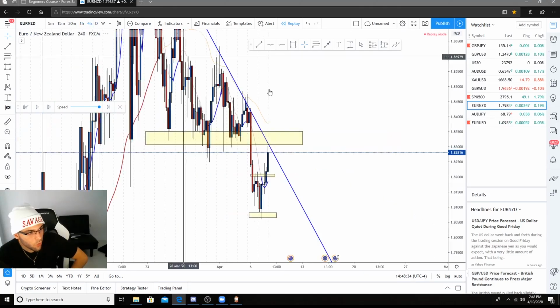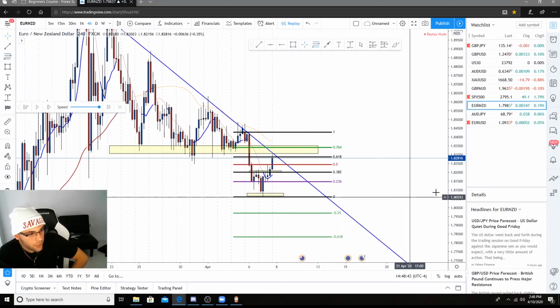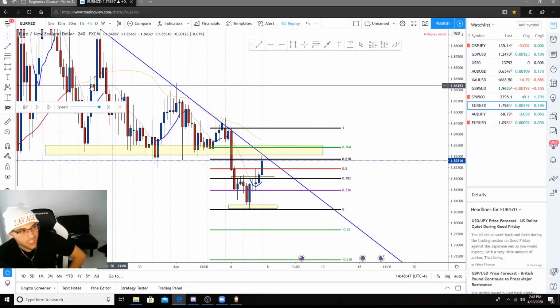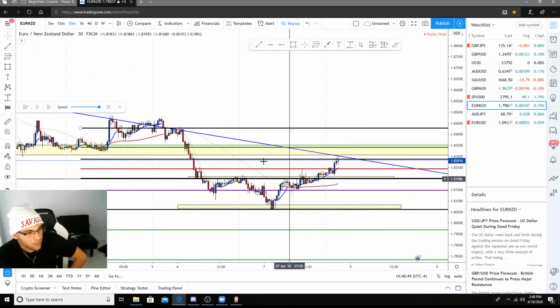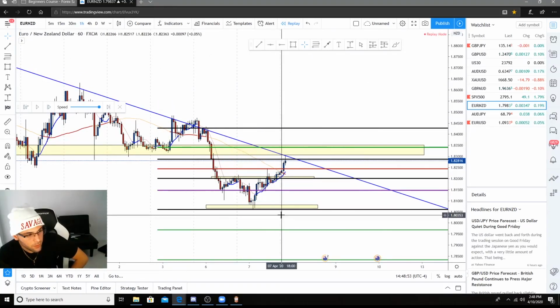If we go back to the 4 hour, we can draw our Fibonacci from here to here. And as you guys can see, we're a little bit above the golden zone, approaching the channel. So let's go back to the 30 minute. No, let's go back to the 1 hour, sorry. And as you guys can see, running a Fibonacci from here to the downside. Just going to press play.